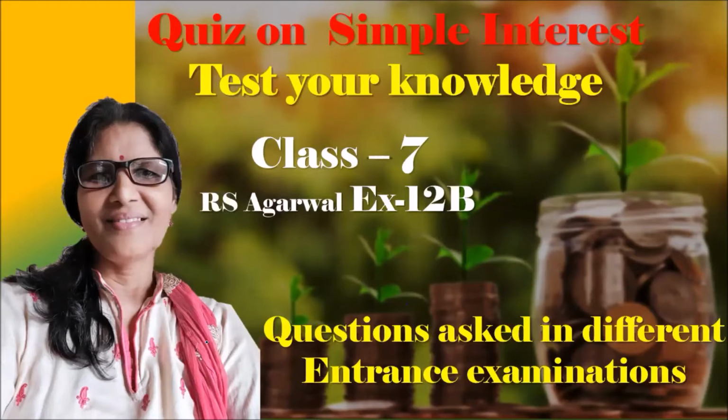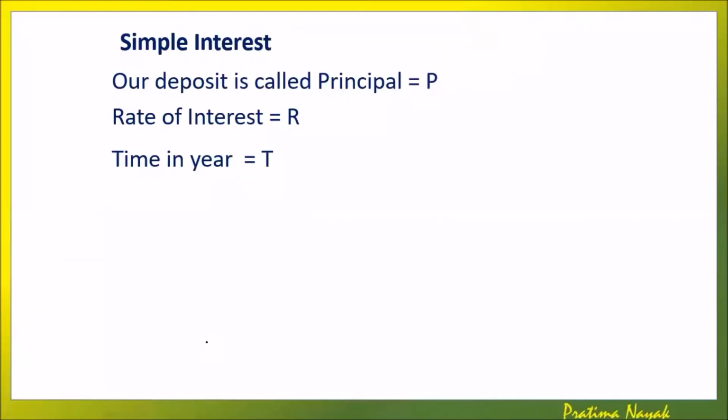We will also summarize the formulas we have learned till yet. Then you will pause the video, do the questions, and check your answers. First, we'll go for the concept. If our deposit is called principal P, rate of interest R, time T in years, then simple interest SI is equal to P into R into T by 100, and amount A is equal to P plus simple interest. You can note it down if you have forgotten.